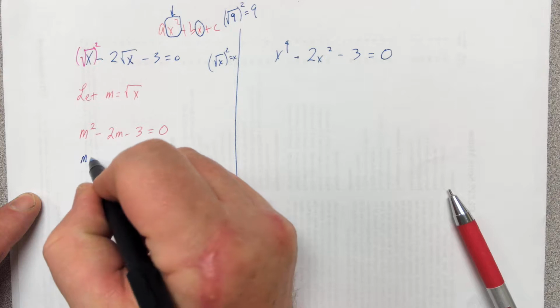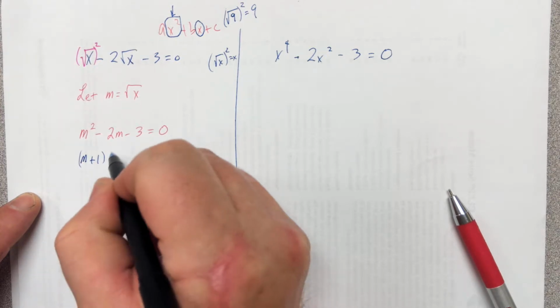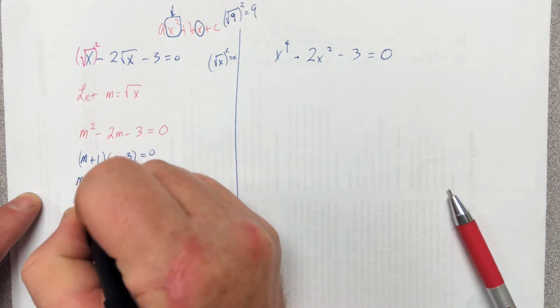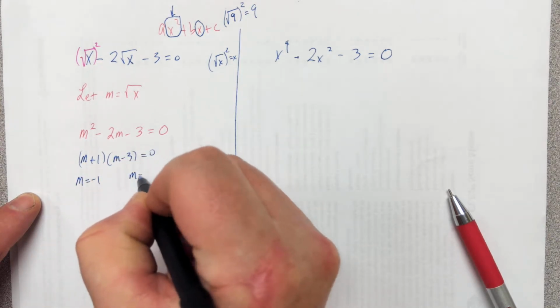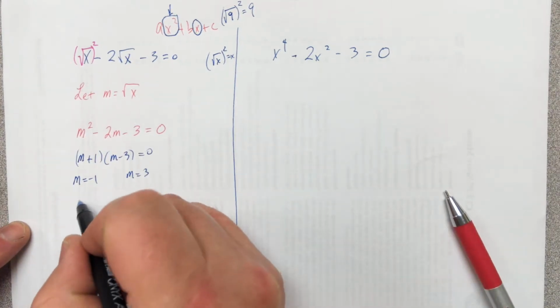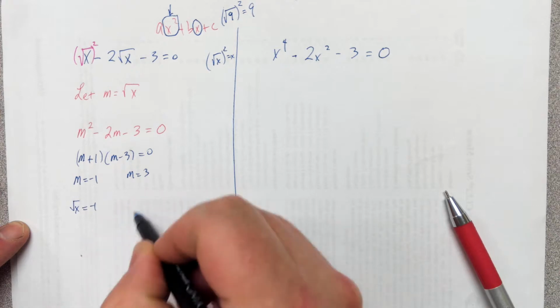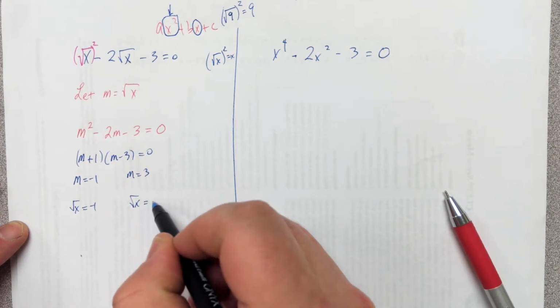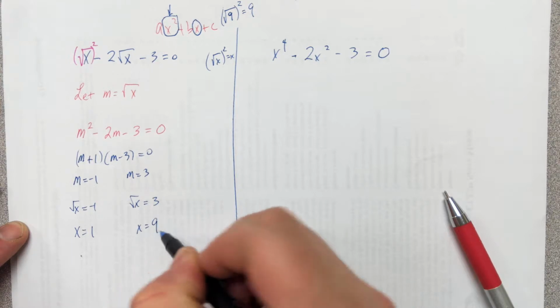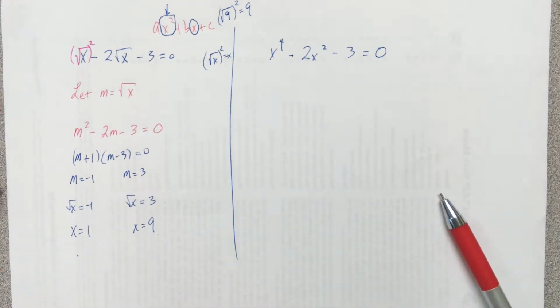You factor it. So m equals -1 and m equals +3, right? The only thing different between this problem and the last one is what m equals. Here, m equals the square root of x, and that's what we have to solve for: x. So here, x equals 1 and x equals 9. That's it.